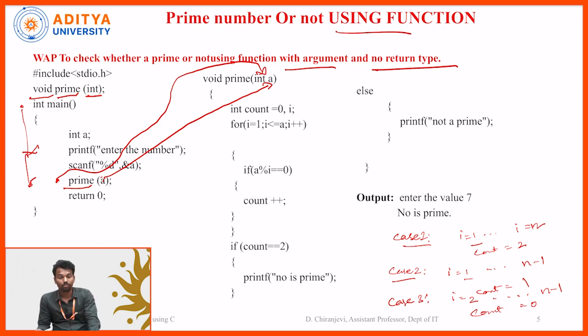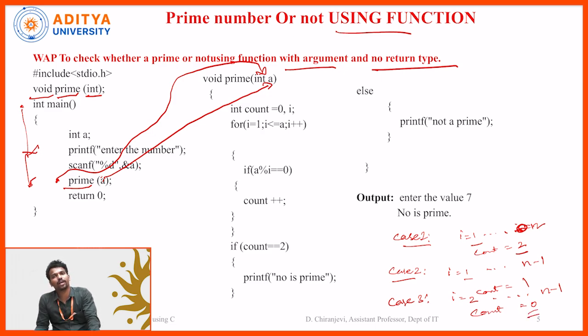So when you start at 1 and go up to n, the number of factors for that number is 2: 1 and n, the number itself. When you start at 1 but go only up to n minus 1, you are not checking with n. So in that case, only 1 number is divisible, and the count value will be 1. The third case is you start at 2 and check up to n minus 1. Neither 1 nor the number itself, so in this case the count value will be 0.